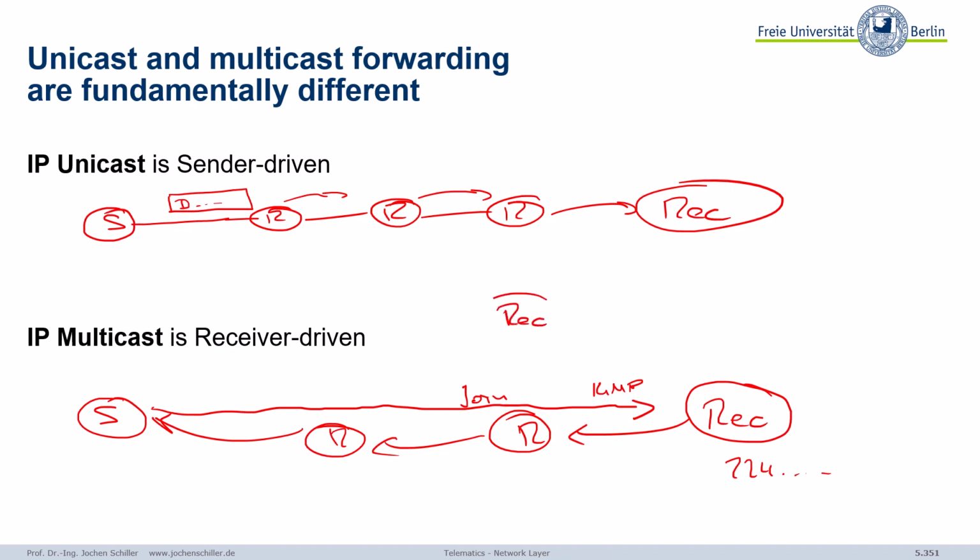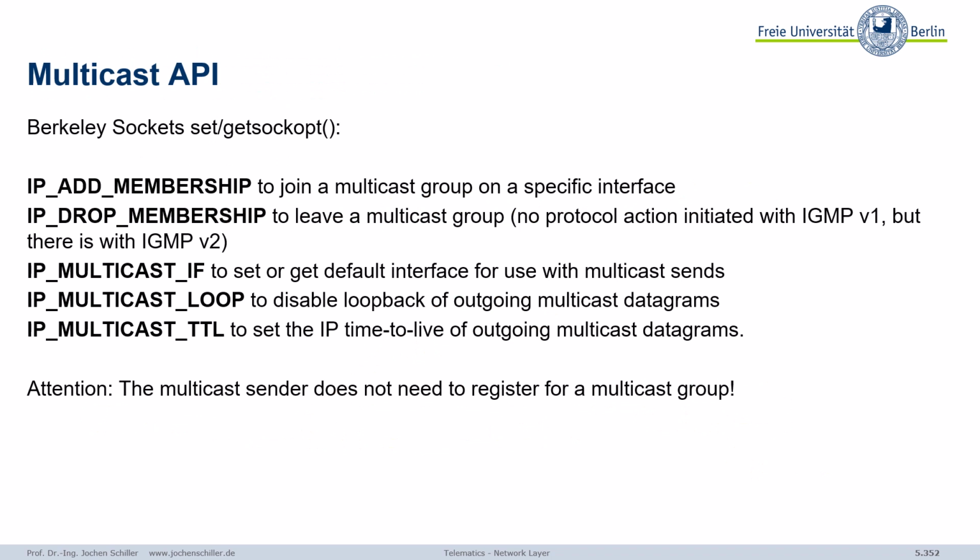But if others also do this via routers, then we replicate the data here and also send it to this receiver. But it's always receiver driven. So the receivers have to say, hey, I want to join. That's the idea. So there's also an API for multicasting, add membership, drop membership, etc. So that is the idea here if you want to register as a receiver for a multicast group. So you can play with it a bit.